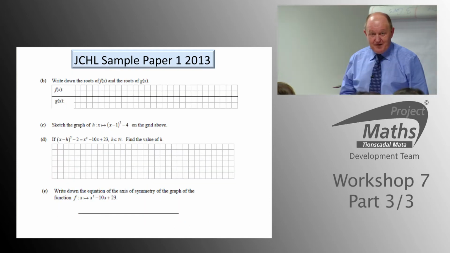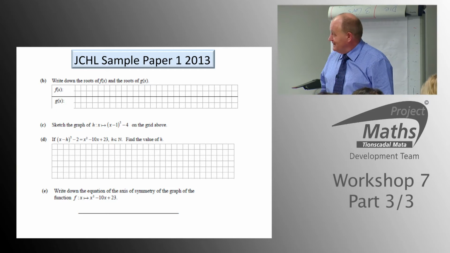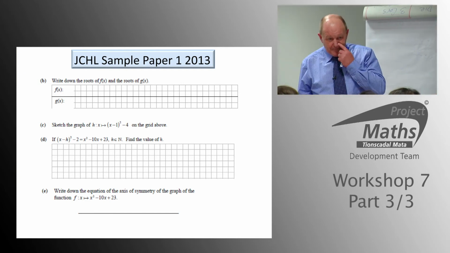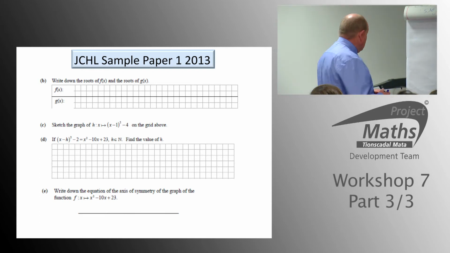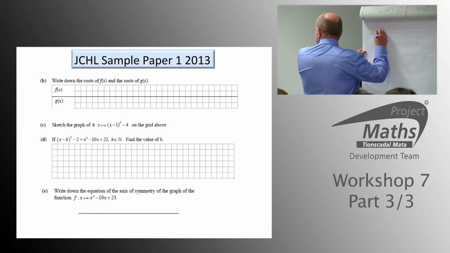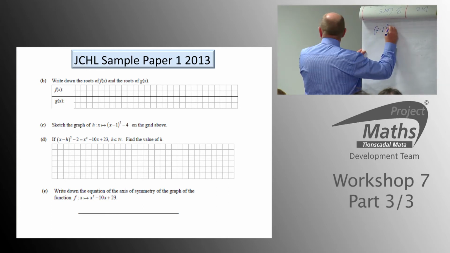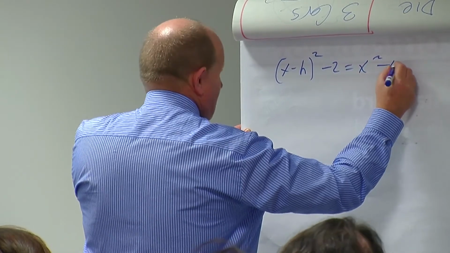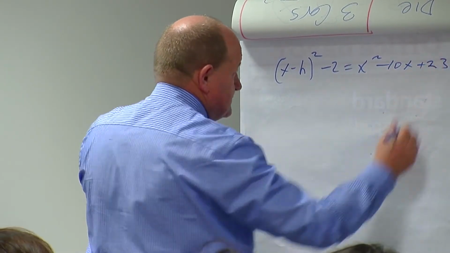Are you okay with that so far? Now, part D. (x - h)² - 2 = x² - 10x + 23. h is an element of N. Find the value of h. Natural number, right? h is a natural number. I'll write it here: (x - h)² - 2 = x² - 10x + 23.